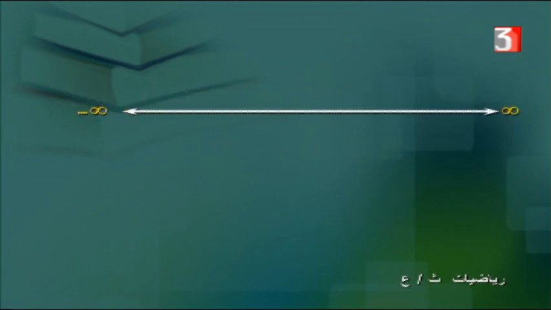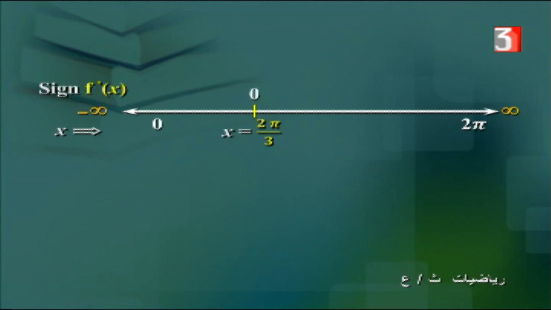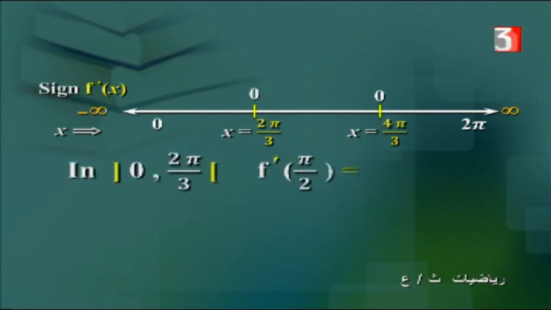Then we draw the number line from negative infinity to positive infinity, and remember that the domain of the function, the values of x, belongs to the open interval 0 and 2 pi. When x equals 2 pi over 3, then f dash x equals 0. And when x equals 4 pi over 3, f dash x equals 0. Now we have three intervals. The first interval, open 0 and 2 pi over 3.